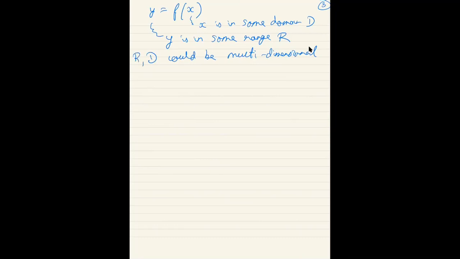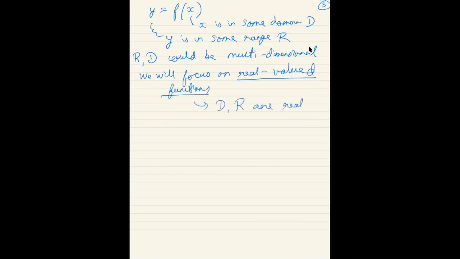They could be multidimensional. But for example, they could be complex valued numbers, and there is another module on complex numbers, you can go and look that up. We will, however, focus on real valued functions where both the domain and the range are real numbers, where D, R are real numbers. So that's the first property of function that I wanted to mention.